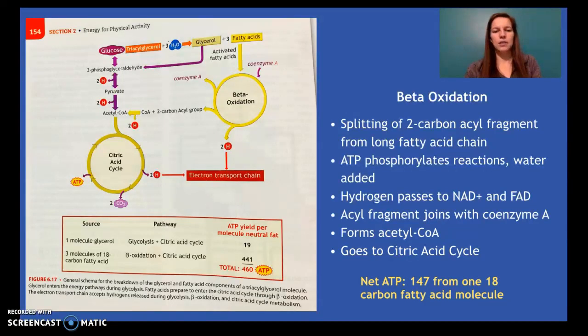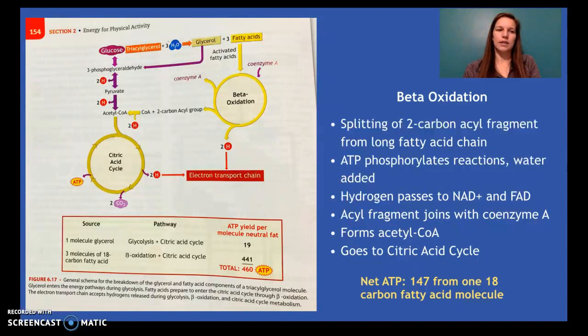The net ATP from that is 147 from one molecule of 18 carbon fatty acid. Now, if you look at the picture here at the bottom, it says 441 ATP. That's, if you look to the left, 3 molecules of 18 carbon fatty acid, and we're looking at 1. So if you take that 441 and divide it by 3, you get 147.